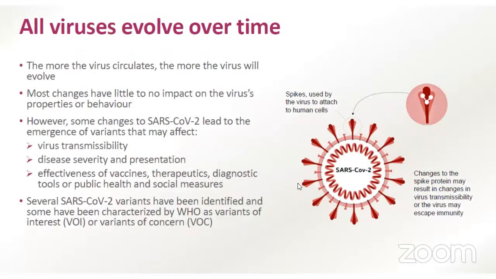So this is the shape or structure of the virus. This is the membrane, and these are the spikes, which are the proteins the virus uses to attach to human cells. If anything changes in these spikes, it may change the virus's transmissibility, or the virus may escape immunity. The more the virus circulates, the more it will evolve. Some changes to SARS-CoV-2 lead to the emergence of variants that may affect transmissibility, severity, and presentation. Let's now discuss what a variant of interest and a variant of concern are.